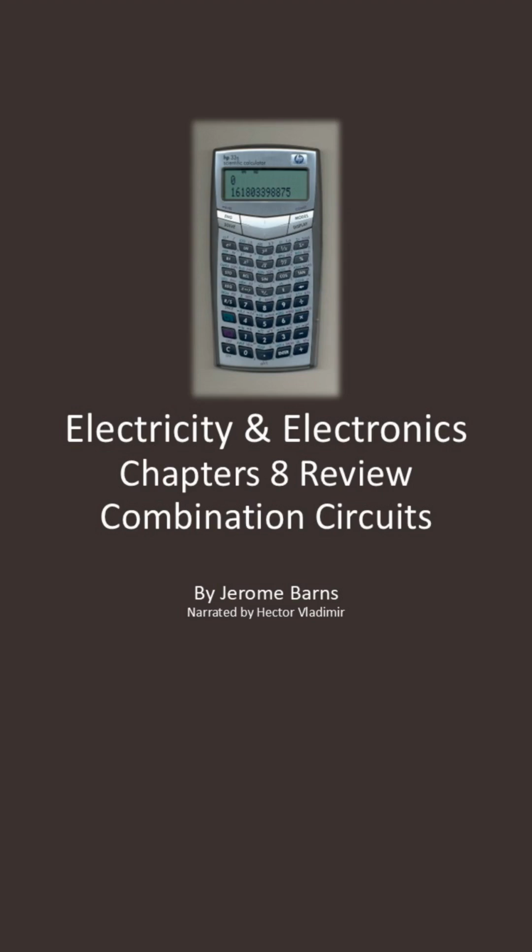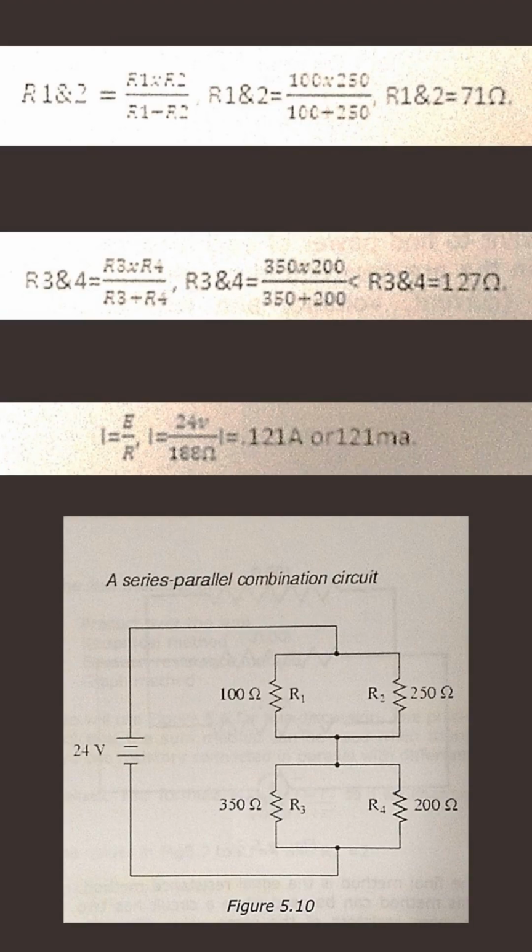Series parallel circuits, or combination circuits. A combination or series parallel circuit, figure 5.10, is a circuit that will have both a series branch and a parallel branch. You will have to use the rules for series and parallel circuits in this type of circuit.